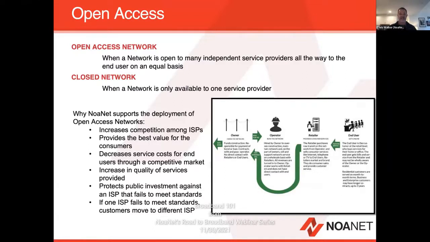Open access is a philosophical approach to business that says if a public benefit network is going to be built, so NoaNet's a public benefit network, a port network is public benefit, a PUD network is public benefit, if you're going to build this network, then you are going to give that connectivity opportunity to an internet service provider, to a retail service provider, or to a carrier in a non-discriminatory fashion in order for them to provide services to the end user.